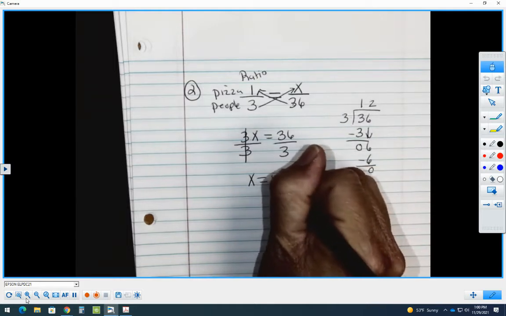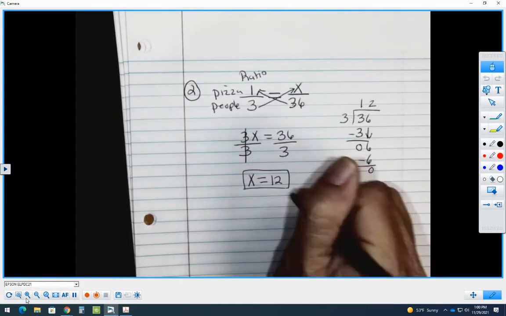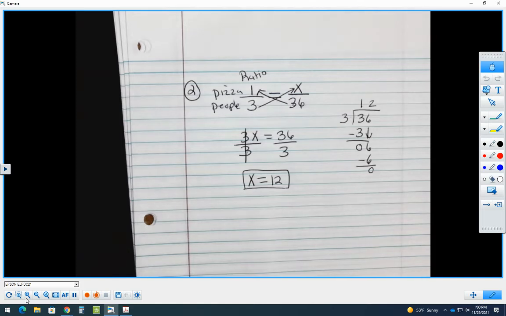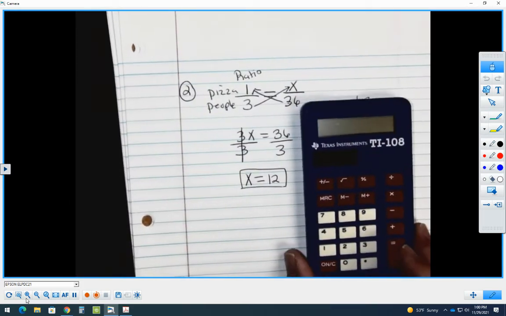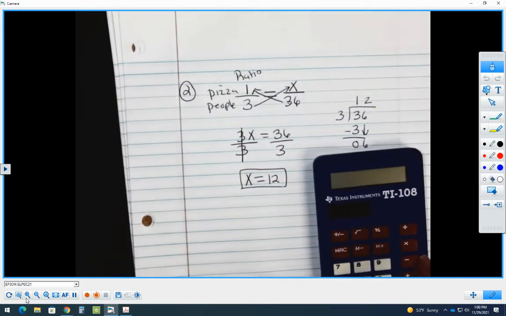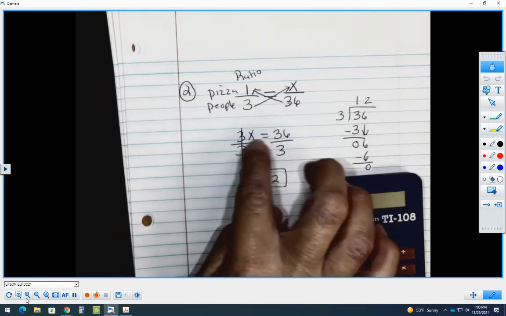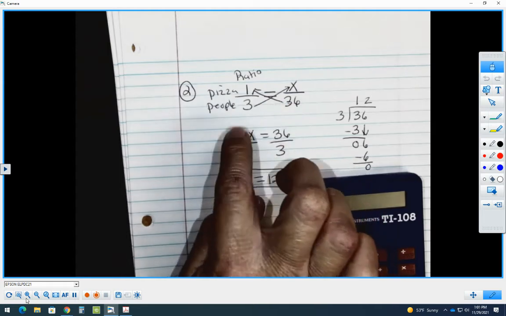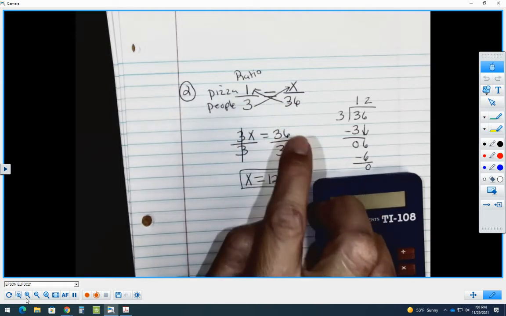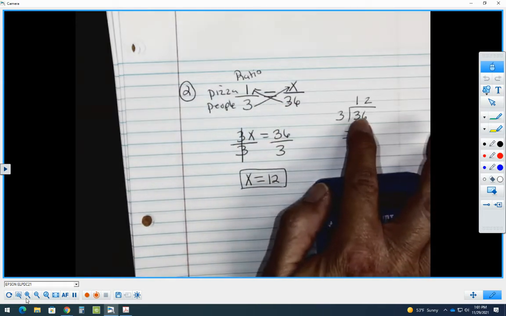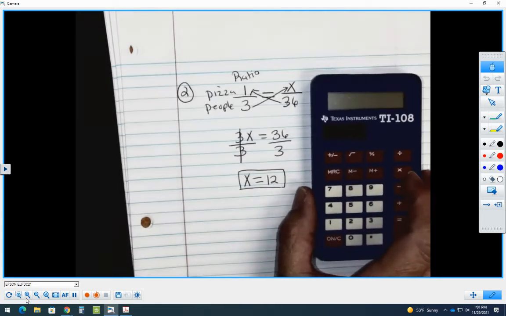So x equals 12. Now, if you're a student that can use a calculator, you still have to do all the process, all my work, and understand that this is a proportional situation. But instead of having to calculate this, I can actually use my calculator.